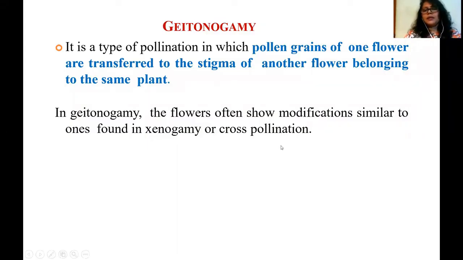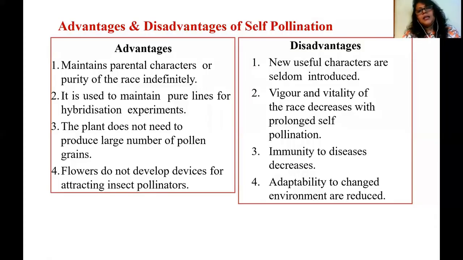The other kind of pollination mechanism we said is geitonogamy, right? In geitonogamy, the pollen grains of one flower are transferred to the stigma of another flower belonging to the same plant. Okay, the modifications the plant has adopted are similar to xenogamy or cross-pollinated plants. Xeno is new or foreign. Now we will see the advantages and disadvantages of self-pollinating plants.